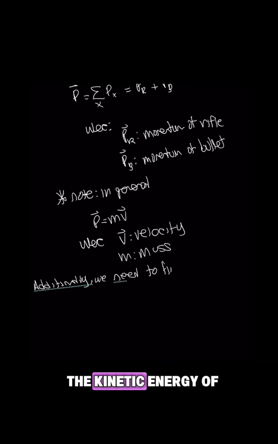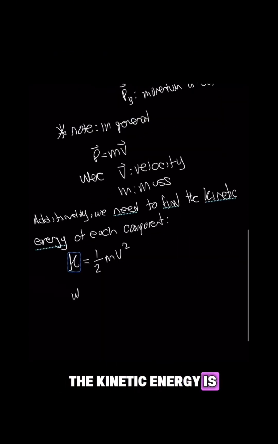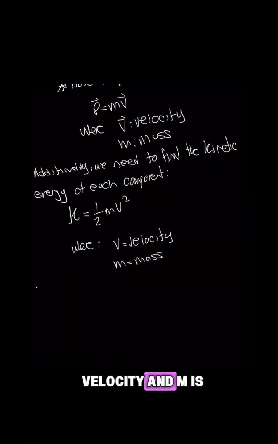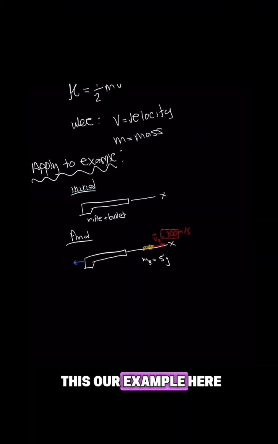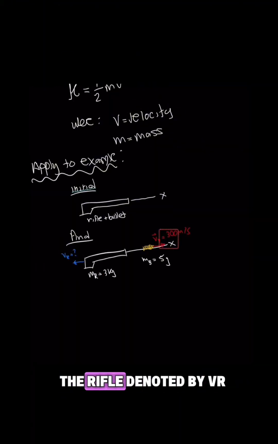Additionally, we need to find the kinetic energy of each component, which, if you remember, is equal to 1/2 mv squared, where v is the velocity and m is the mass. So we can apply this to our example. This is our example here. We need to find the final velocity of the rifle, denoted by V_R.